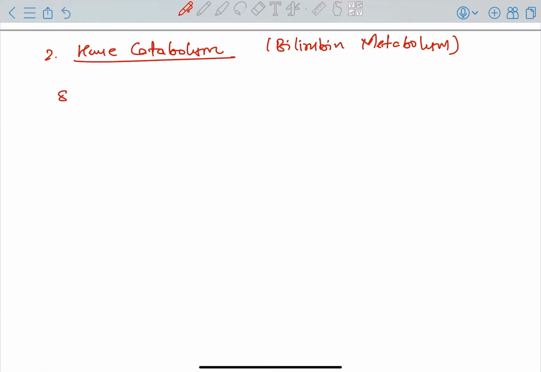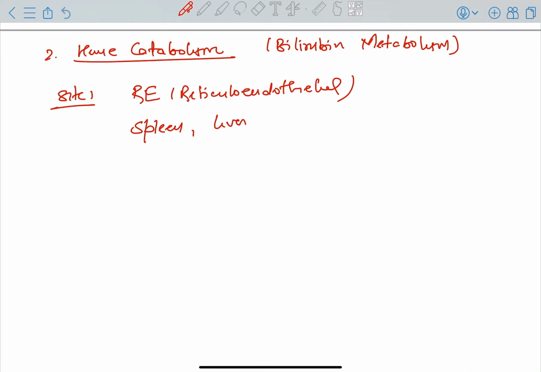First of all, where it takes place. Since it is a catabolic pathway, it takes place in the reticuloendothelial system, that is the spleen, liver, and bone marrow. The degradation takes place in here. Basically, these are macrophages, the cell-eating cells.